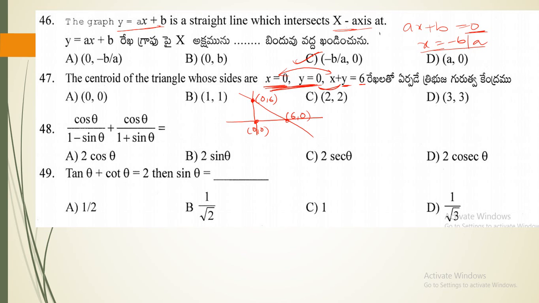Then from this, what is the centroid formula? Average. So the average of these three points. So the average of these three points means (0 + 0 + 6) by 3, which is nothing but (2, 2). Right. Next, moving on to one more question.